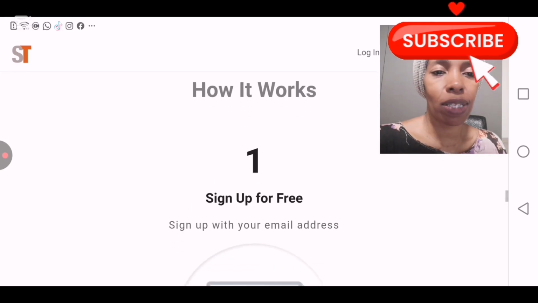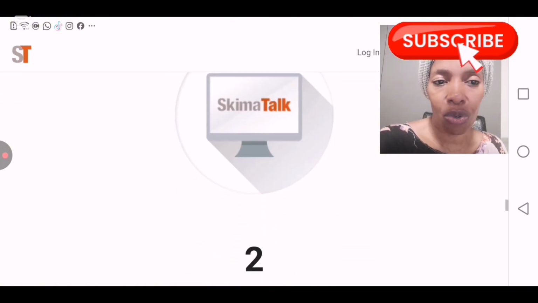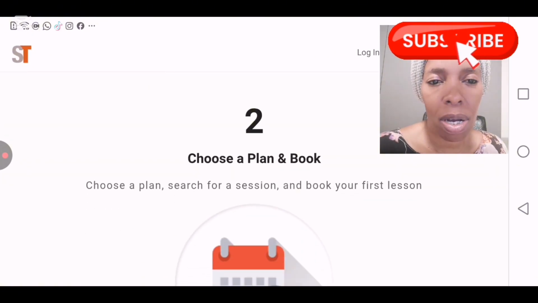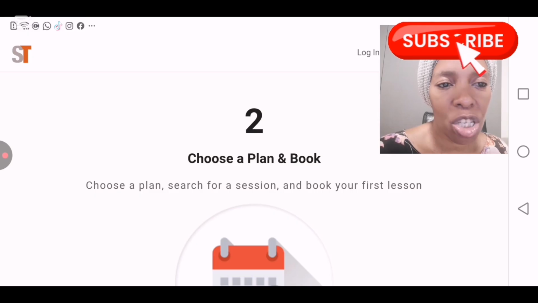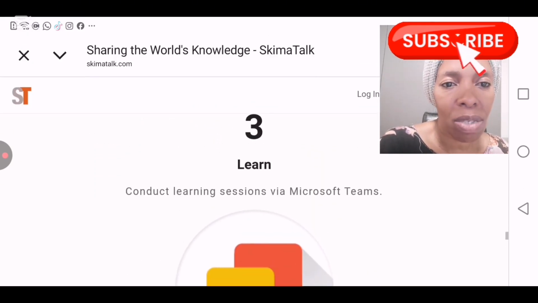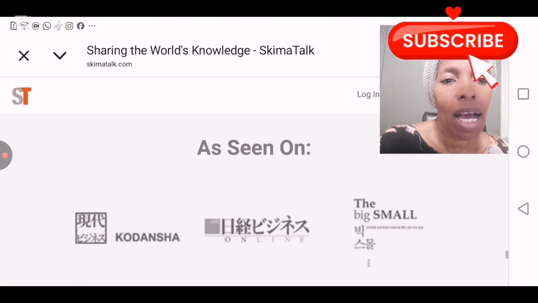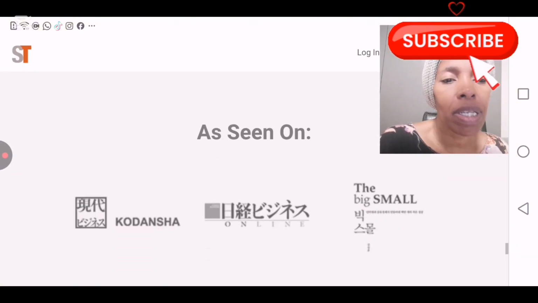So how it works, you're going to sign up for free. One, sign up with your email address, which is true. Two, choose a plan and book. Choose a plan, search for a session and book your first lesson. Three, conduct learning sessions via Microsoft Teams, and then pricing and plan. Okay, so these are the companies which they've worked with.